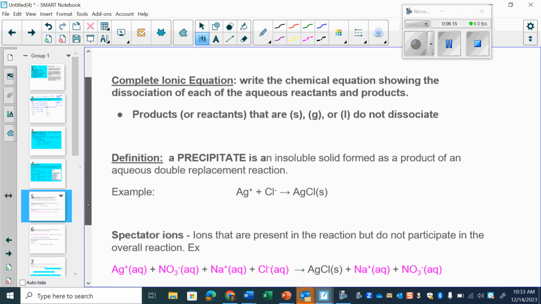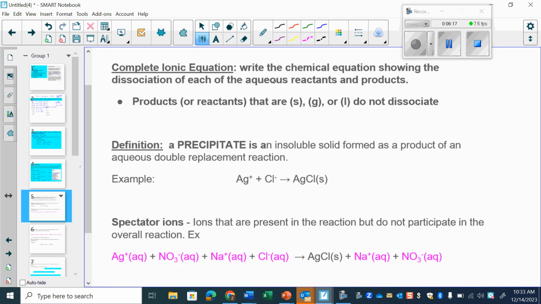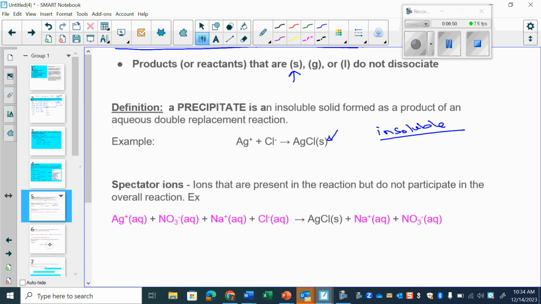So how do we write a complete ionic equation? Write a chemical equation showing a dissociation of the salt in aqueous solution for both reactants and products. We must understand what the letters mean: S means solid, G is gas, L is liquid. When something is solid, it means it is insoluble. When something is insoluble, it will stay as a solid. So we will not split anything that is solid, unless it's on the reactant side. So how do we write an ionic or net ionic equation?